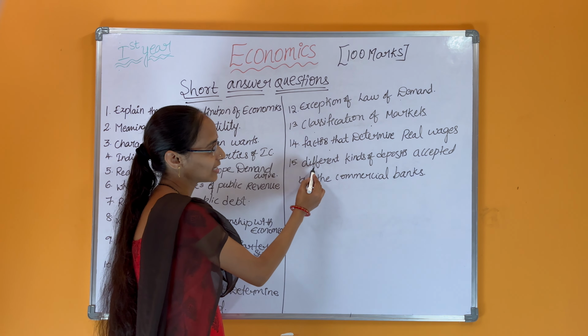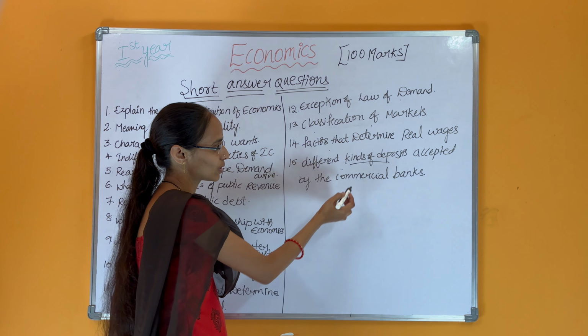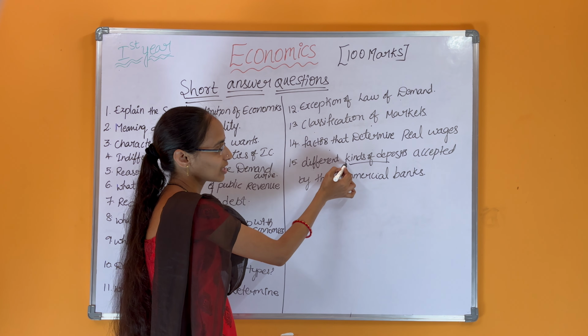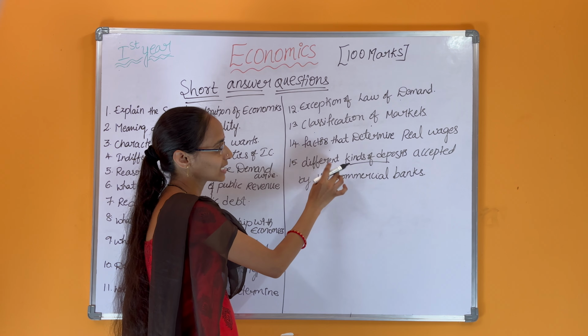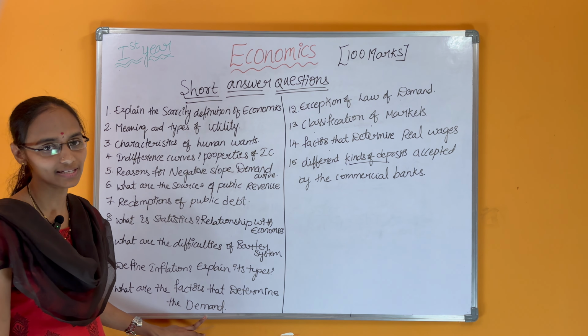The next is different kinds of deposits accepted by the commercial banks, what are the different kinds. First you have to write the meaning. Then next is explain what are the different kinds of deposits. These are the short answer questions.